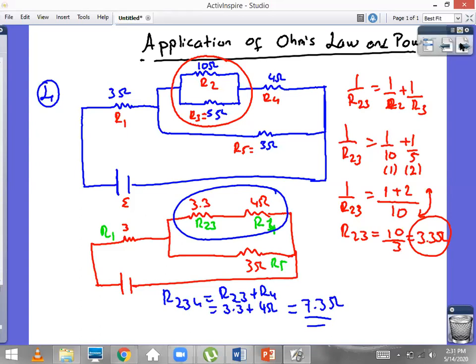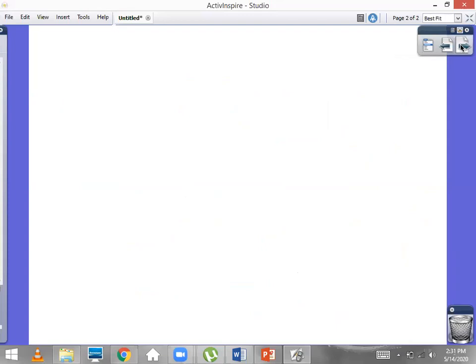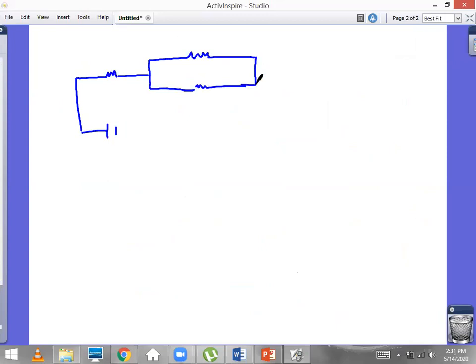So now our circuit is going to turn into something else. Let me change the page and I can show you. Okay, now the circuit is going to be like this. Again, we have the EMF over here, and another branch. Now we have 3 resistors over here. This is R1, still 3 ohm. We found R2,3,4 as 7.3 ohm, okay? And our R5 is 3 ohm.